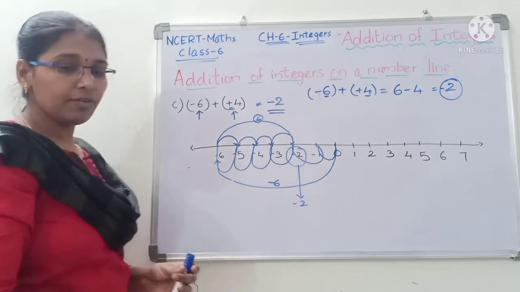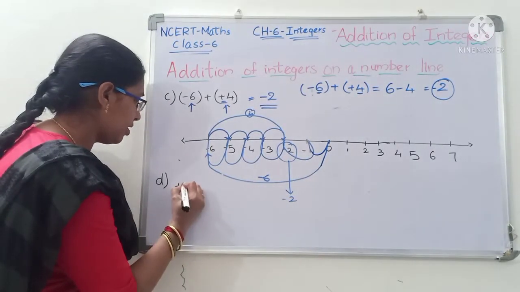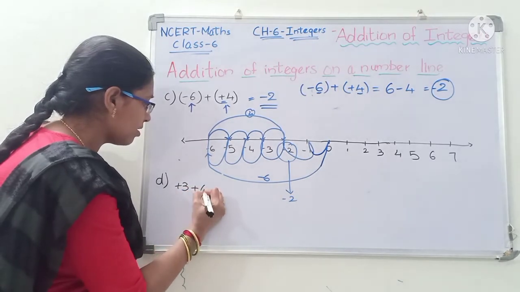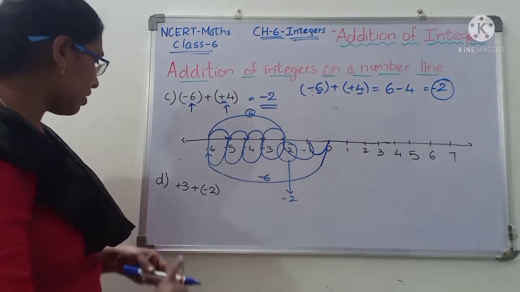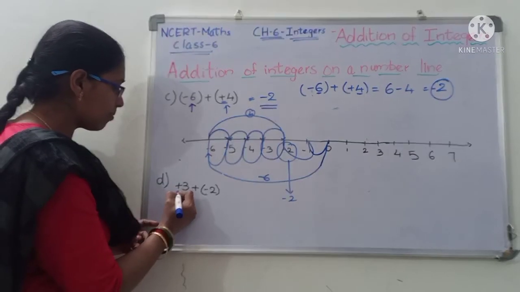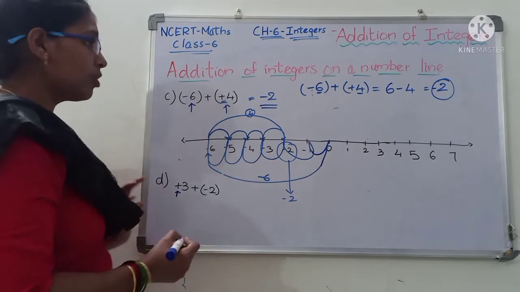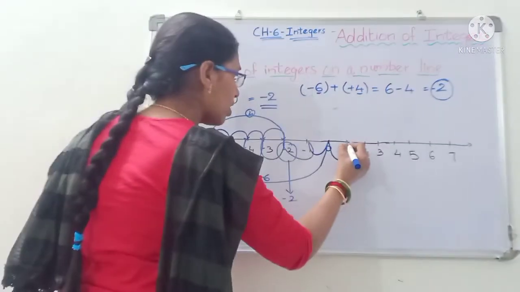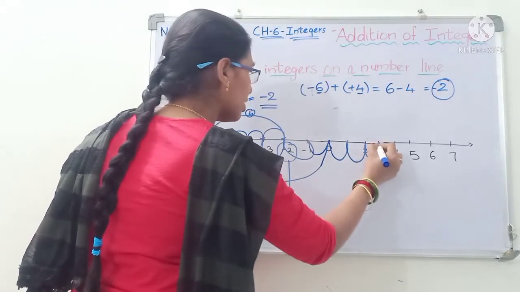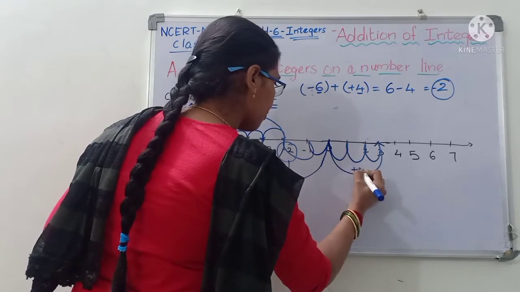Now, let's see another example. Plus 3 plus minus 2. Let's solve this using number line. The first number given is plus 3. Plus number means positive number. Means you should move towards right from 0. From 0, 1, 2, 3. 3 steps. We got plus 3.